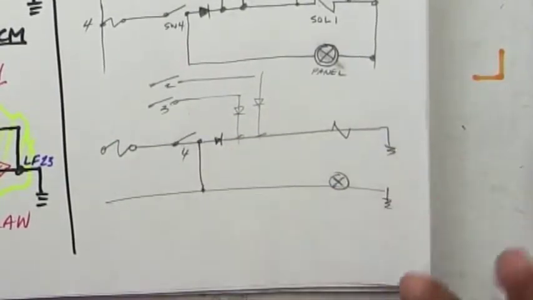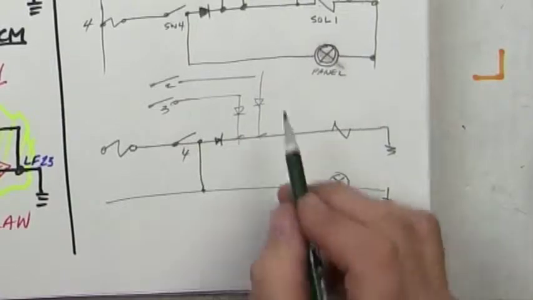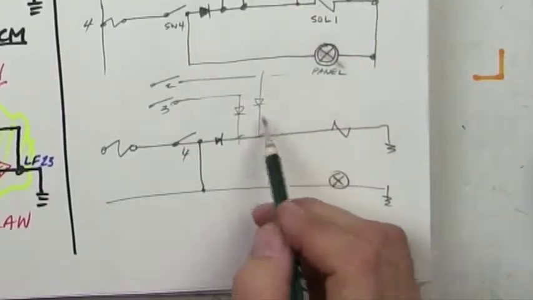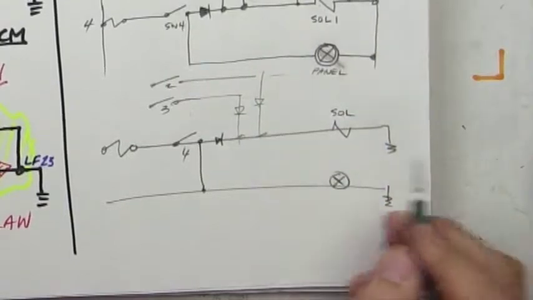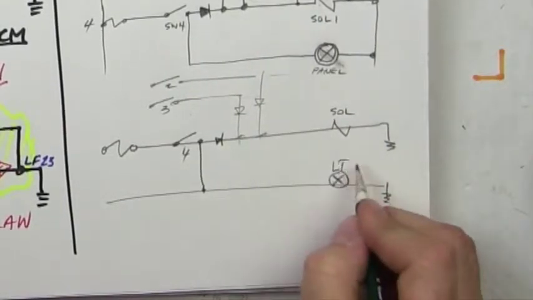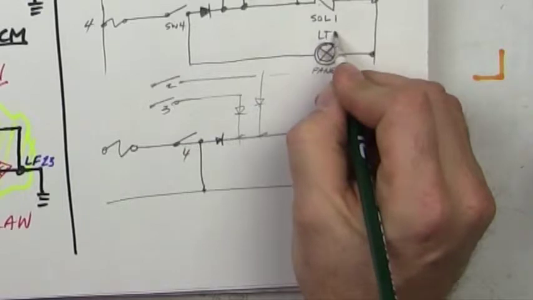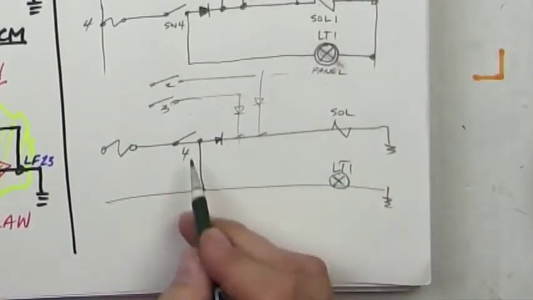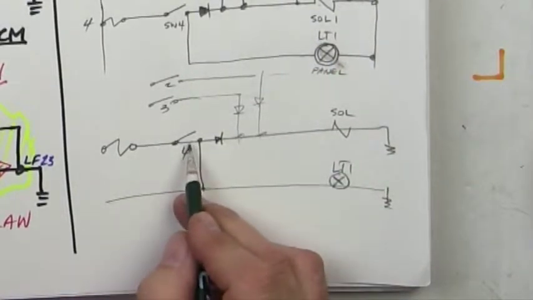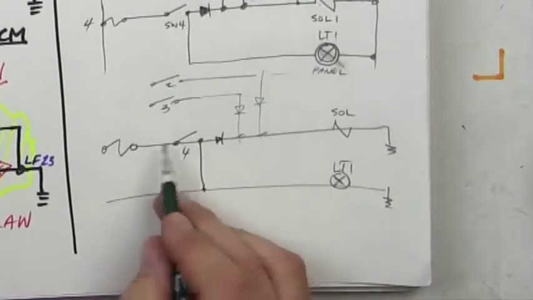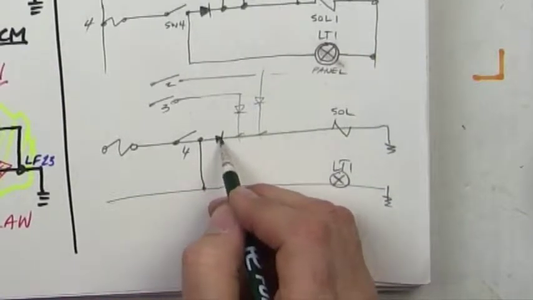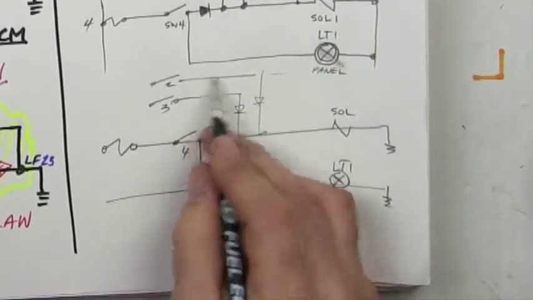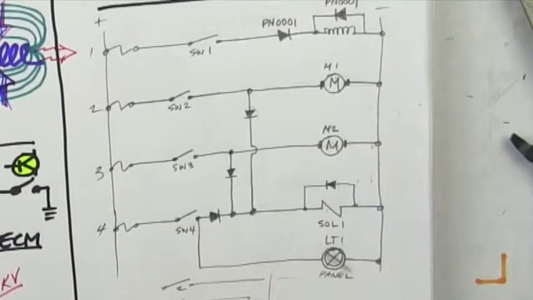Okay, now this is my redrawn schematic. I don't really care about this stuff up here, but what it's telling me is the solenoid and this light, call it light 1. This light will work when we turn on switch 4, but it will only work when we turn on switch 4 because this diode here is blocking voltage from any other circuit to come down here.